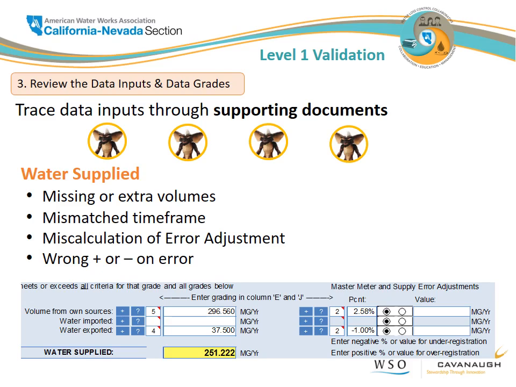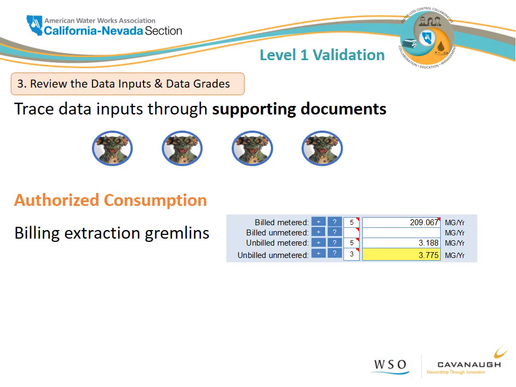Plus or minus on the actual error adjustment, you can see here to the right of the volume from own sources, water imported and water exported, there is the ability to enter the number as a percent or as a volume. It's very important to make sure we pay attention to the negative or positive nature of that number. If you forget or ever need a reminder, the note and the reminder comment is provided there: a negative value for under registration, positive value for over registration.